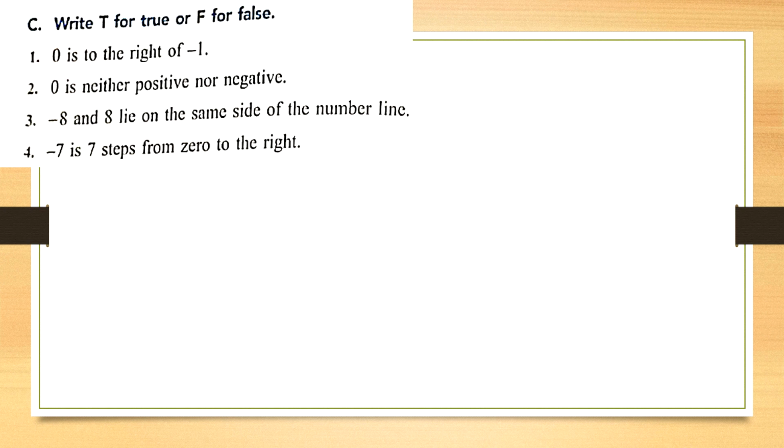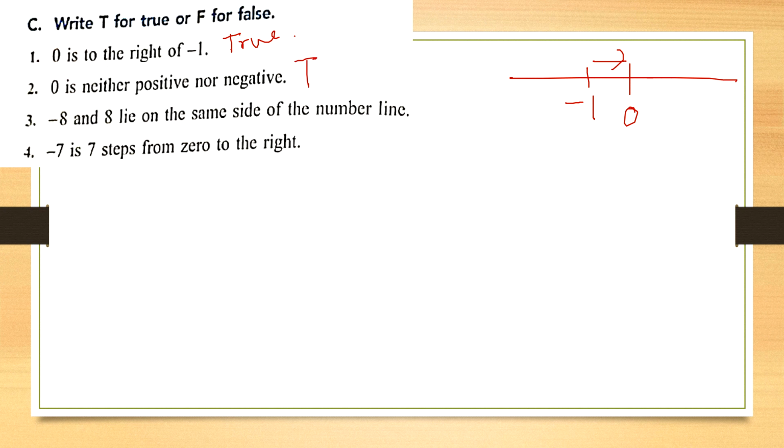Next one is write T for true or F for false. So 0 is to the right of minus 1. Let's say this is a number line, this is 0 and this is minus 1. So you see 0 is in fact to the right of minus 1. So this is going to be true. 0 is neither positive nor negative, true.